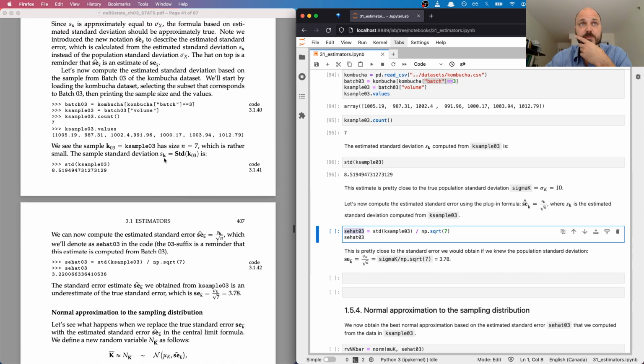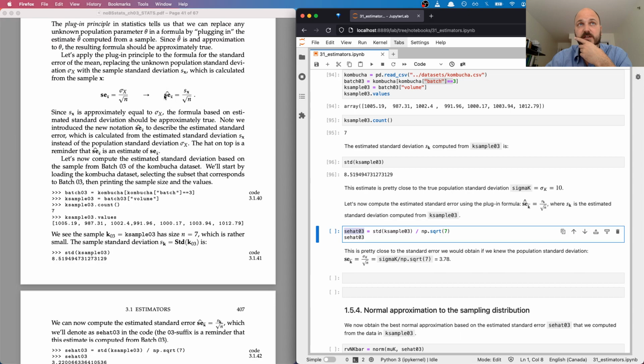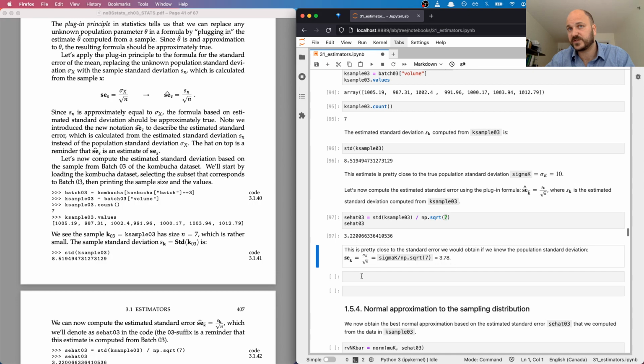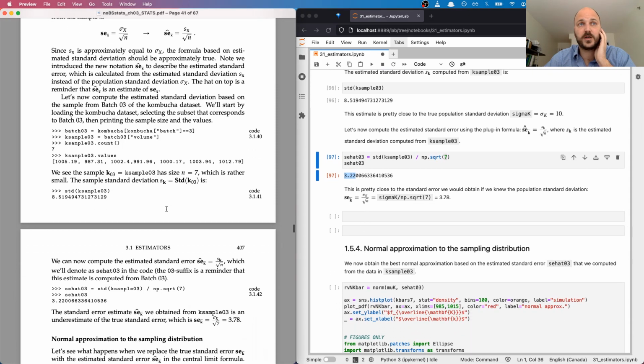And here is the plug-in principle in action, right? I'm just going to calculate this quantity here. Instead of using the population standard deviation, I'm using the sample standard deviation and dividing by the square root of 7 because that's the sample size. So the real standard error, if we knew the population standard deviation, would be 3.78. Our estimate is 3.2. Again, not the best, but still pretty close. So in particular, note it's an underestimate.